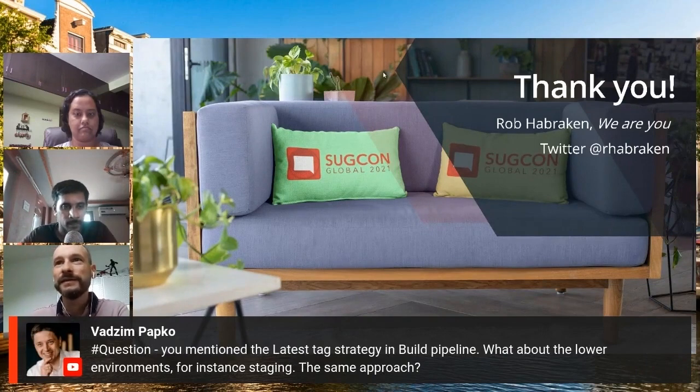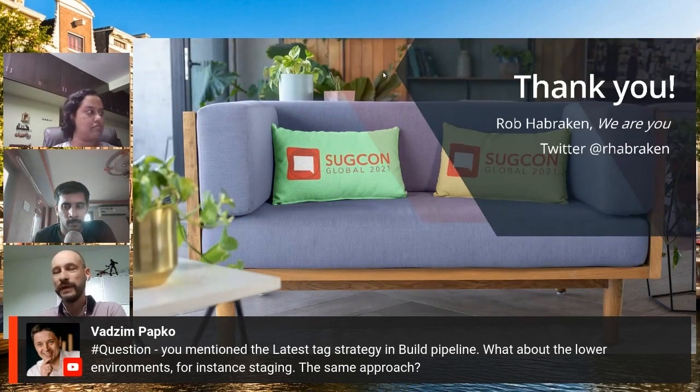You mentioned the latest tag strategy in the build pipeline. What about the lower environments, for instance, staging? Same approach? Yes, absolutely. I would want to have the same approach for all of the environments. I think that it's a good idea, if you have a multiple environment setup, that you have a representative way of publishing, and you don't always necessarily pick the latest one. And I referred to the explanation by Rob Elam. It's quite a long explanation and video on how you can do that, and I don't think I have time to fully go through that right now. But I don't see a reason to have a different tag strategy for your lower environments.